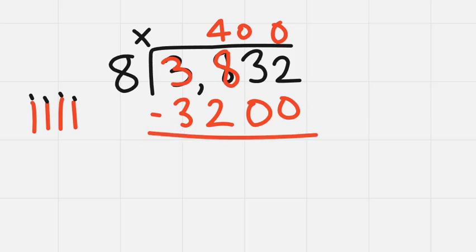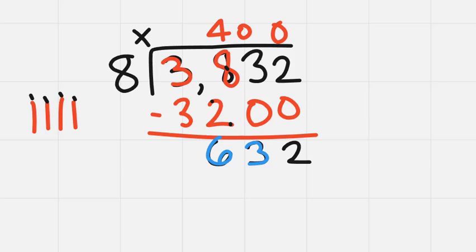Then it's time to subtract. 2 minus 0 is 2. 3 minus 0 is 3. 8 minus 2, 8, 7, 6. And then 3 minus 3 is nothing. We can ignore it. Then we'll divide again. The first digit is 6. 6 is less than 8, so we need to look at the next digit also. We're going to look at 63.